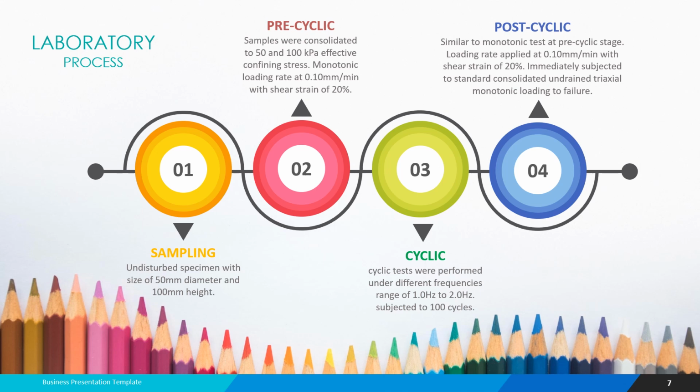Third, cyclic tests were performed under different frequencies in the range of 1 Hz, 2 Hz, and 0.5 and 1.5 Hz in between, and subjected to 100 cycles. Fourth, similar to the monotonic tests at the pre-cyclic stage, here is the post-cyclic stage, where the loading rate applied is about 0.10 mm per minute with shear strength of 20%, immediately subjected to standard consolidated undrained triaxial monotonic loading to failure.